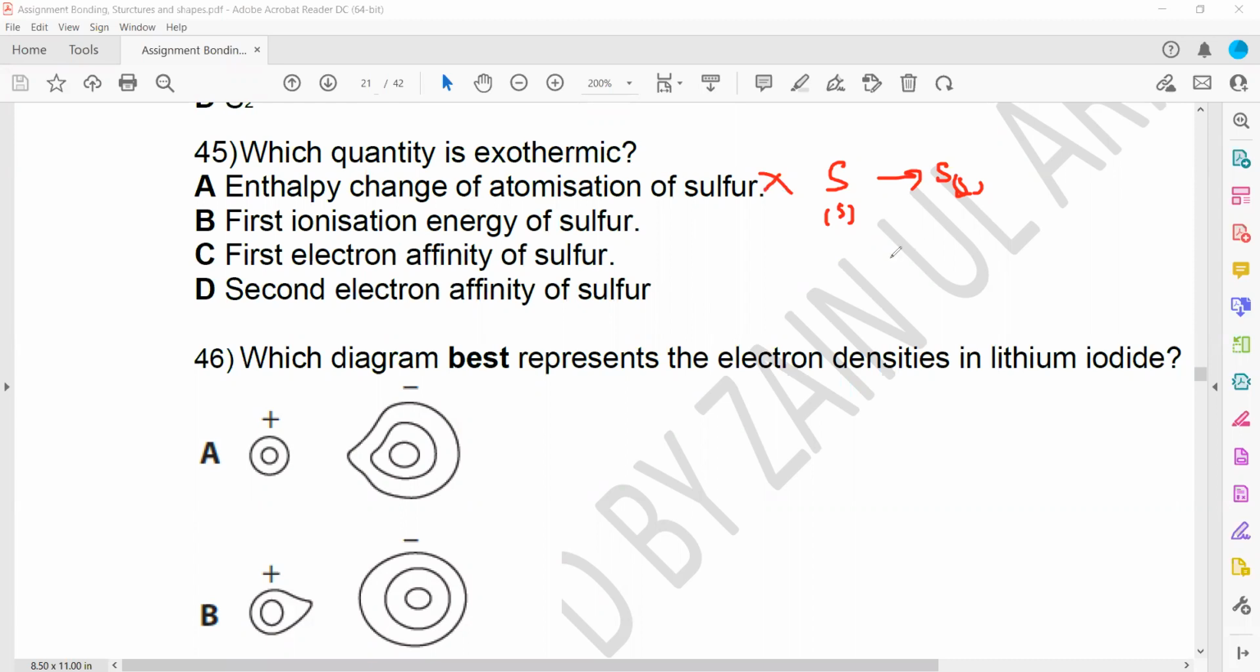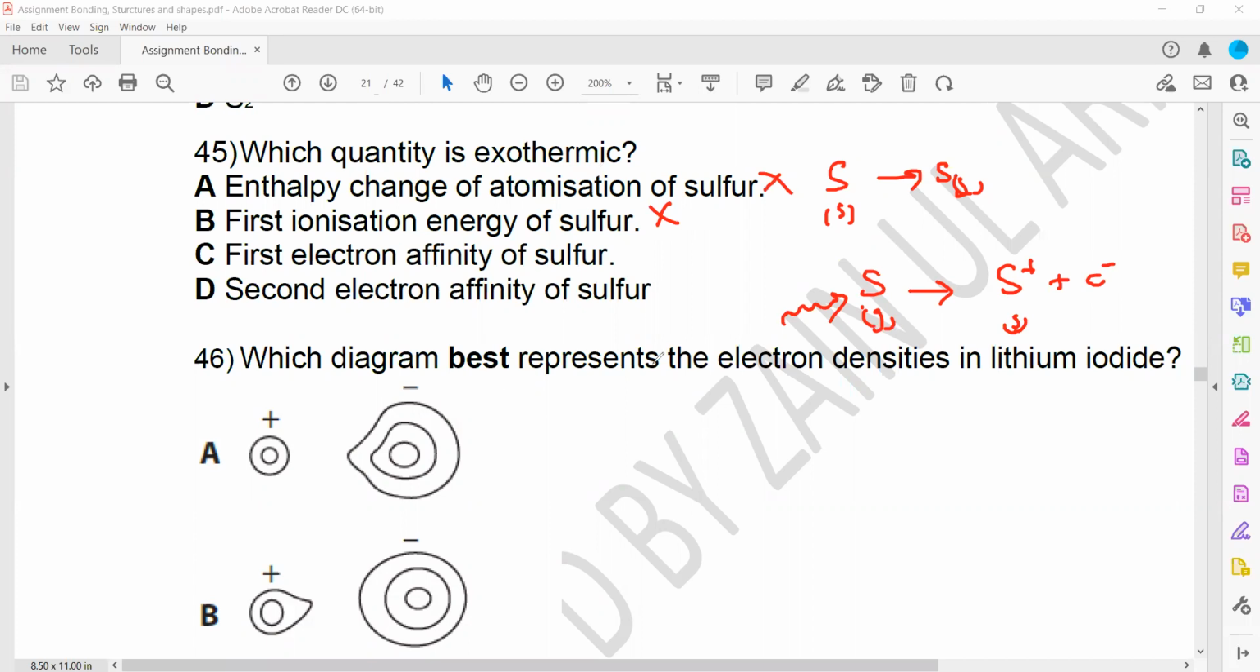Next, first ionization energy. Ionization energy means the energy needed to remove an electron from a neutral gaseous atom. When we remove the electron from the gaseous atom, it becomes a positive ion and an electron. So we have to supply energy to the sulfur; once we supply energy, the electron will be removed. So this is also endothermic.